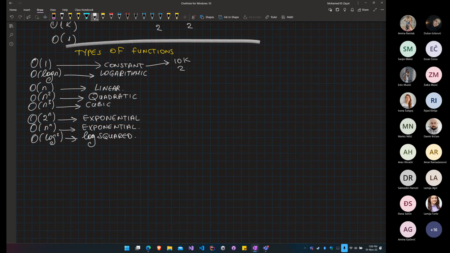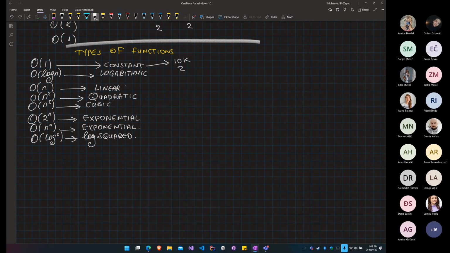Linear is how it grows right now. It grows 1, 2, 3, 4, 5, 6, and so on. It simply grows in a linear fashion. It scales with the input. So this is a very important note to mention here.